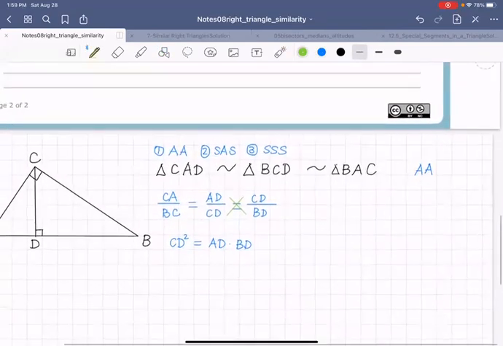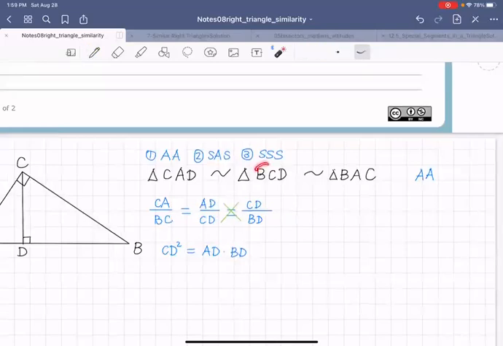Now Abby, let's do the same proportion for the last 2 triangles. Go ahead, please. BC over BA. Okay.